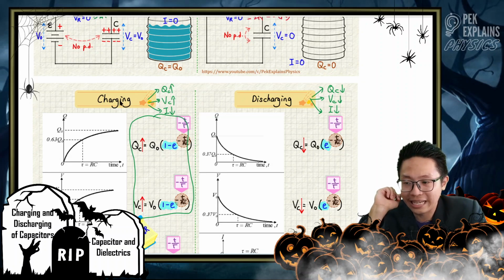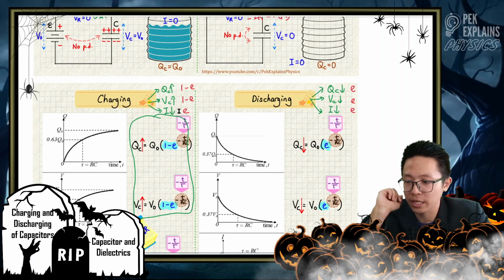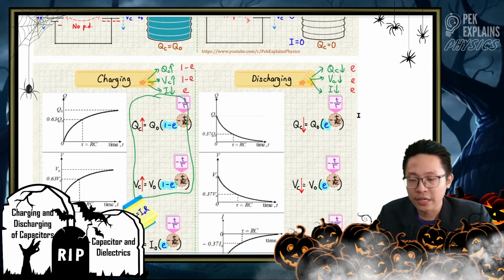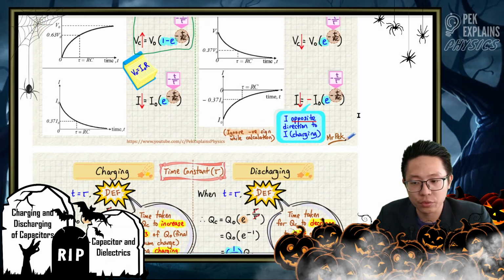For the ones that increase, use 1 minus epsilon. These two use 1 minus epsilon. But for all the others, you use epsilon. See, the current for the charging process decreases, so it is epsilon. The 1 minus epsilon is not for all. It's only for charge and voltage in charging. But the current always decreases for both processes, so use epsilon. So that's one easy way to remember.